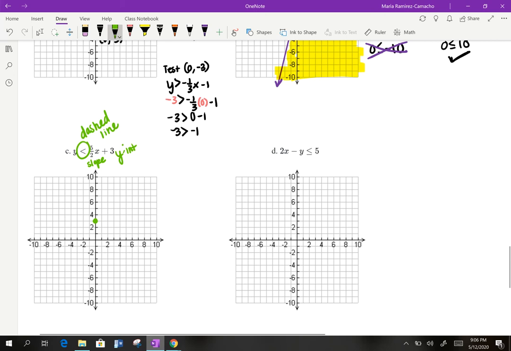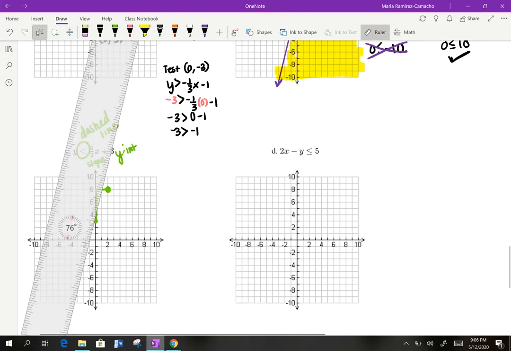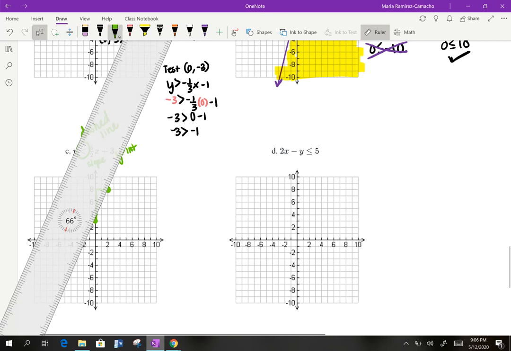Your slope is always rise over run. So if our slope is 5/2, I'm gonna rise 5 and run 2. And let's draw my line. Again, we said dashed line, and so make sure you dash the line when you draw it, or dot. That is okay too. I'll do dotted this time.